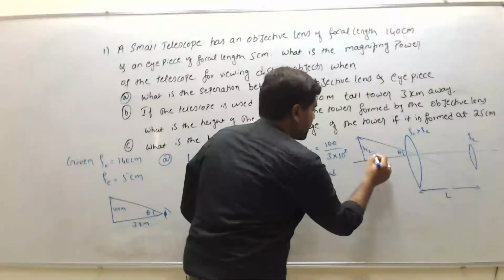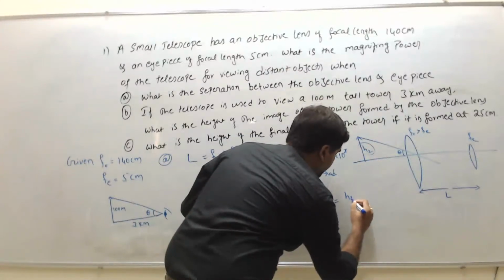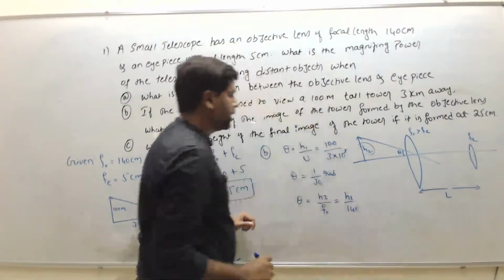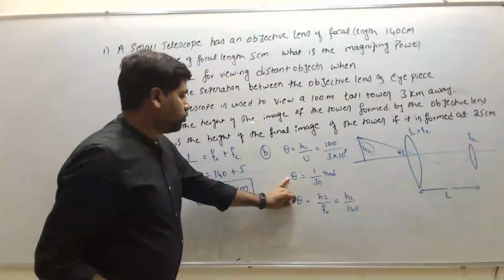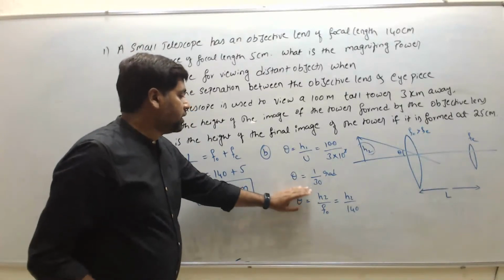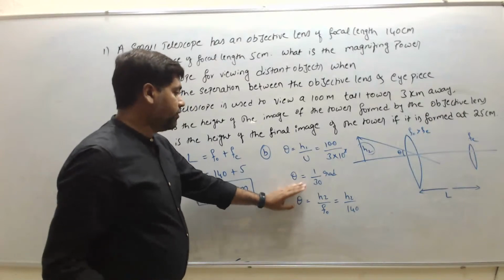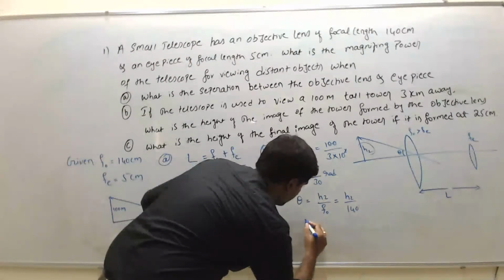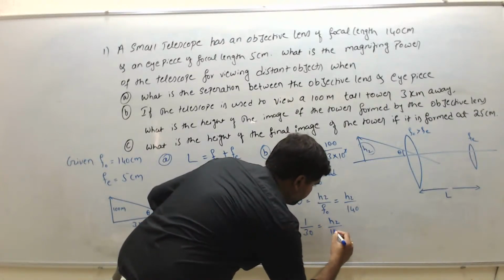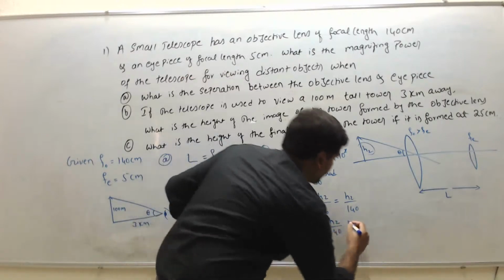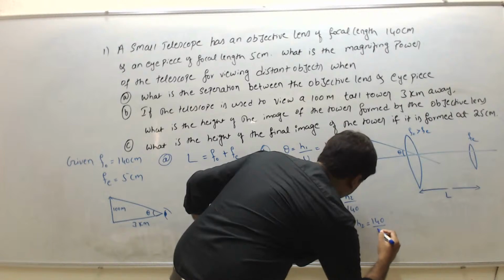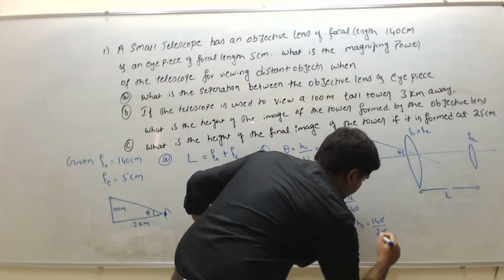We have to calculate this height, that is h2. The focal length of the objective is 140 centimeter. So if we observe these two from the first case, that is viewing through the eye and through the objective lens, the angle formed is same, then we can equate these two, that is 1 by 30 equals h2 by 140. Then h2 is equal to 140 divided by 30.